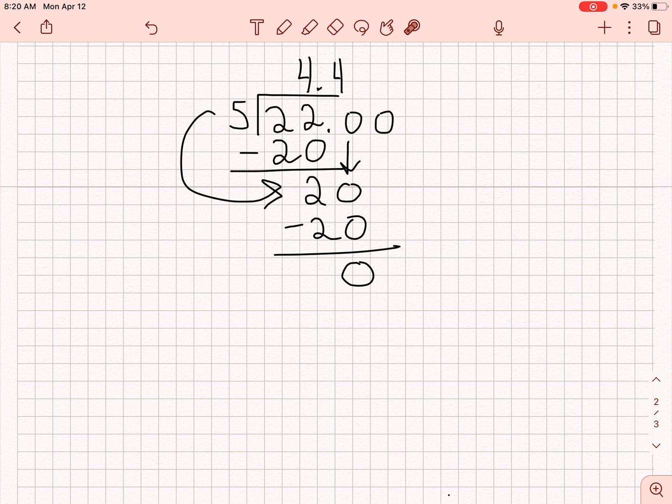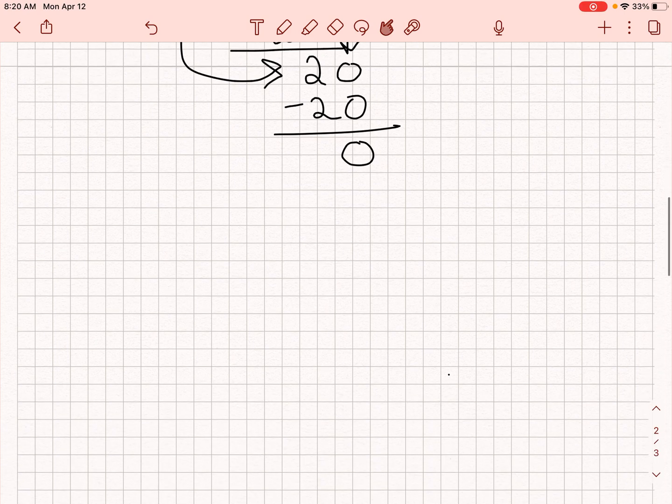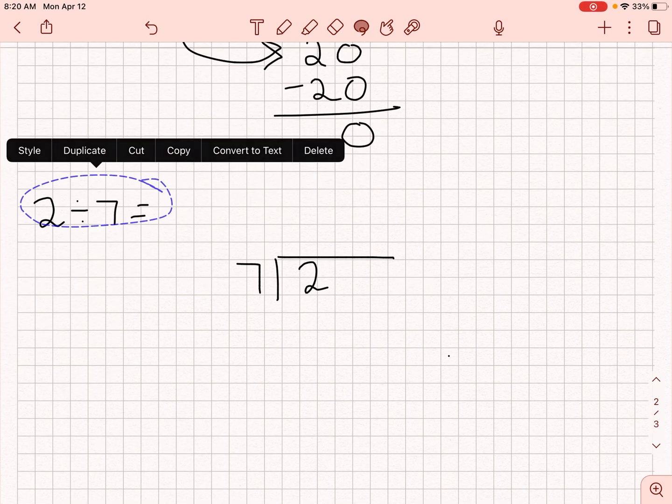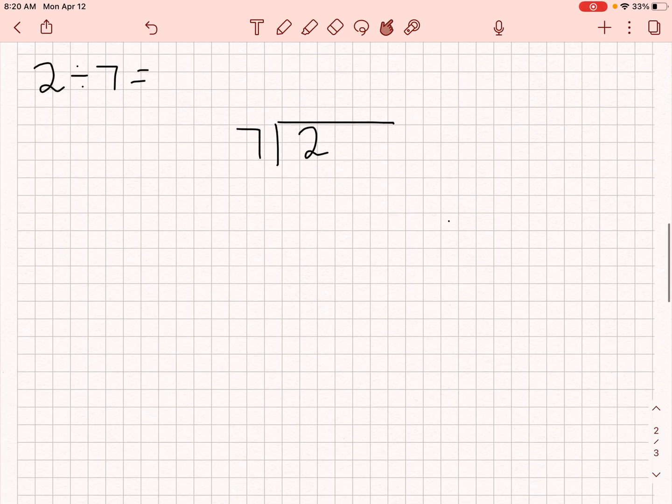All right, let's try one more problem. Try this one on your own, and I will talk through the steps again. Remember, it's division like normal. When you have nothing left to bring down, add a decimal to your answer and your dividend. And for this last one, let's do 2 divided by 7. Go ahead and record that in your math notebook. And pause now and try solving this.